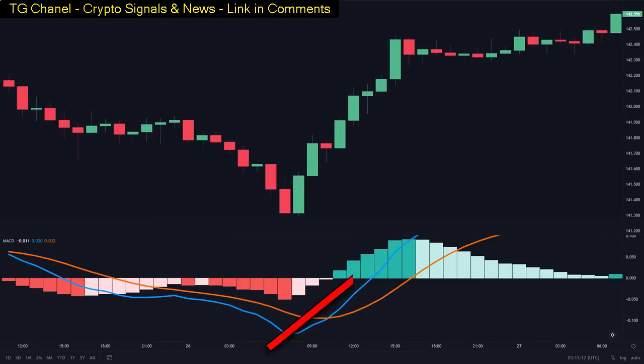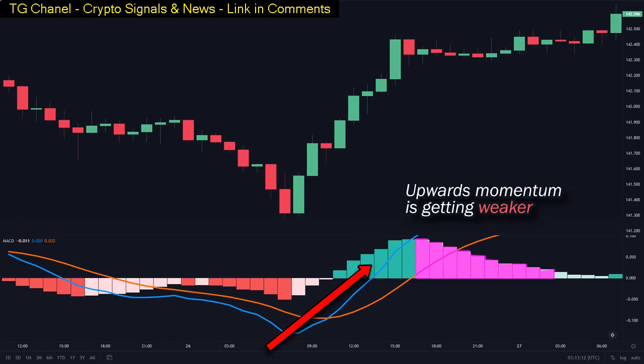If the MACD crosses above the signal line while the histogram is getting larger, it shows us that the upwards momentum is getting stronger. Similarly, if the histogram is getting smaller in size, it indicates that the upwards momentum is getting weaker.